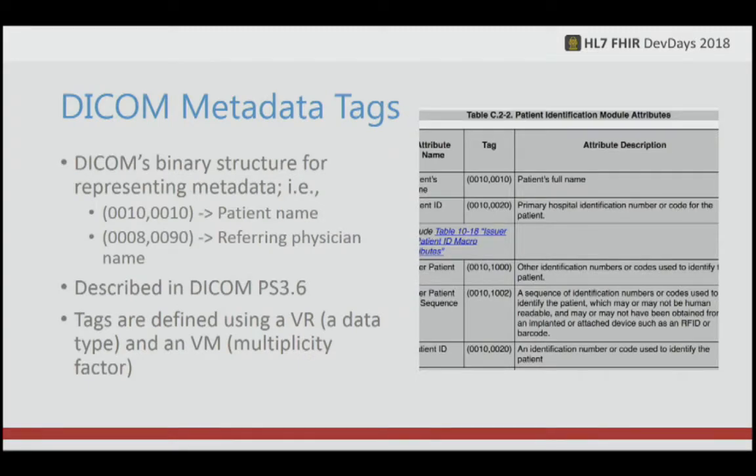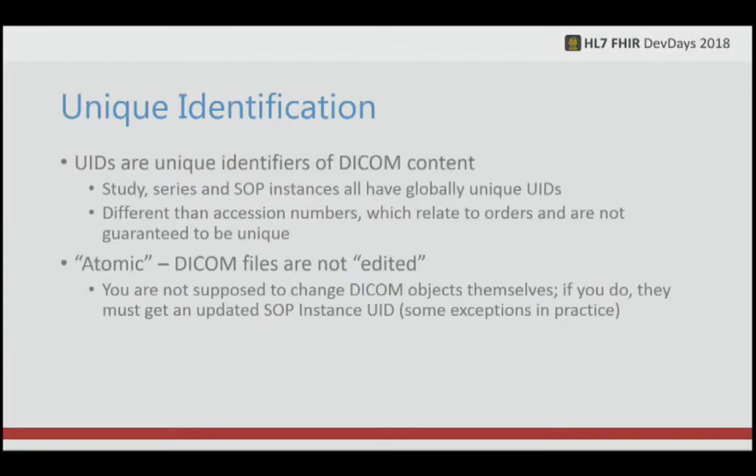The DICOM tags are represented in hexadecimal format, which is one of the more popular things. So for example, 1010 hexadecimal refers to patient name. Tag 890 is referring physician name. And it's all defined in one of the parts of the DICOM standard. We also define the value representation, the data type, as well as the multiplicity. So if you think about FHIR, we define 0 to X, and what data type, DICOM also defines something very similar. Each of the DICOM instances are globally unique.